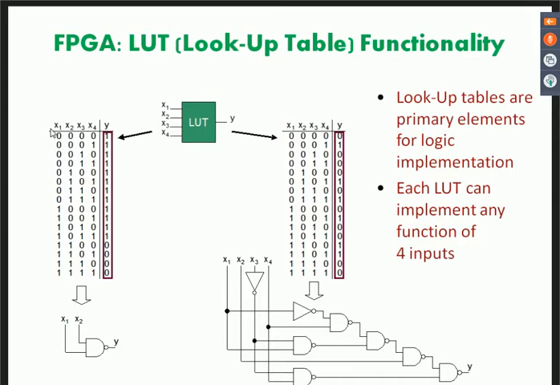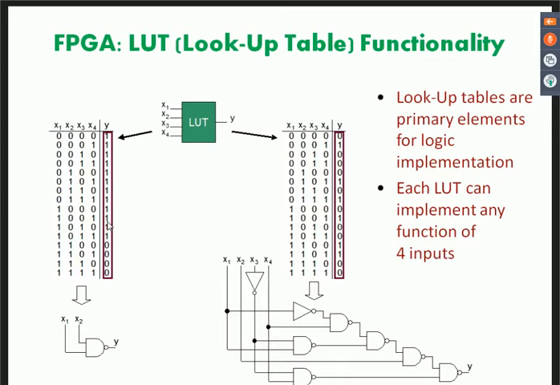Now these four inputs will have the 16 combinations. And for all 16 combinations, there is an output. Now this is the behavior stored in the lookup table, and that behavior is described as a NAND gate. This NAND gate is designed by using this lookup table. That means the lookup table will have the behavior of the NAND gate.